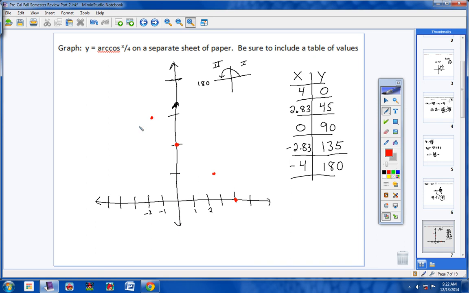And then we're at negative 4, 180. Now I know it's looking like a straight line, but please guys remember, it's not going to be a straight line, okay? It's going to be a curve, alright? And let me show you why. Mr. Error, how do we know that? You expect us to know that?